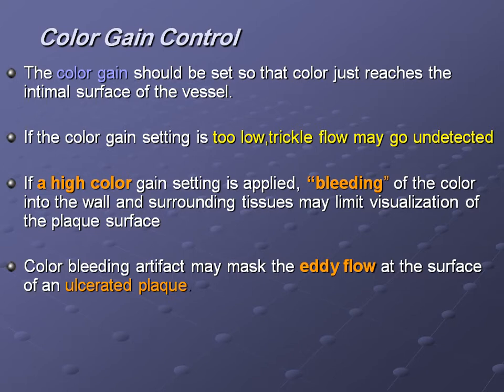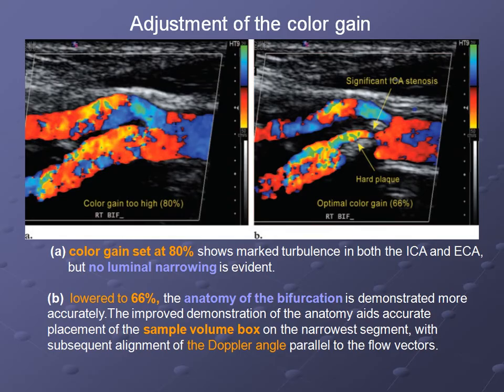the color gain control should be set so that the color just reaches the intimal surface of the vessel. If you increase the gain, the color reaches the intimal surface, not less, not more, not spilling outside the artery, and it should fill the whole arterial lumen. Okay, so if high gain is applied, there will be bleeding or spillage of color outside the lumen of the artery. The bleeding artifact may mask the eddy flow at the surface of an ulcerated plaque. We will talk about that. For example, here you can see the color gain is too high at 80%. You can see there is just a small plaque here, something here, and the rest of the artery is filled completely.